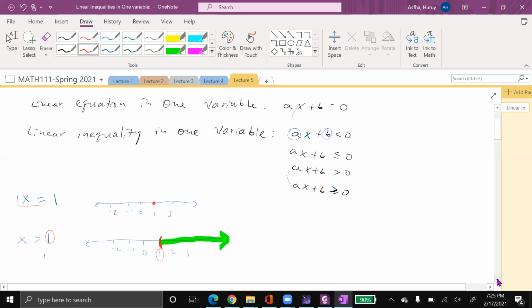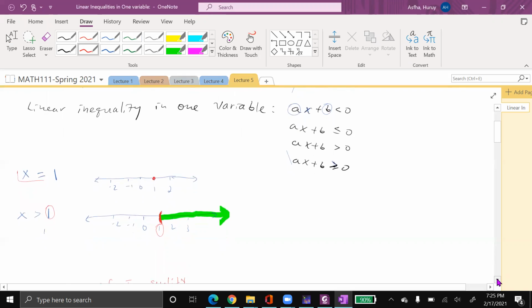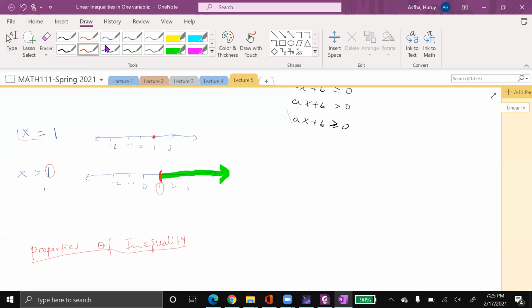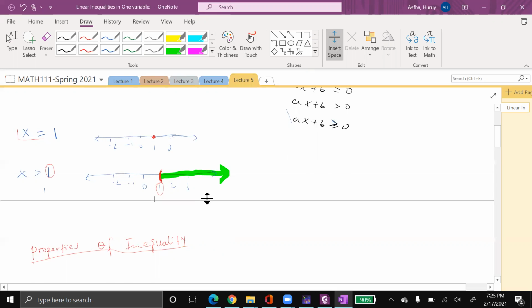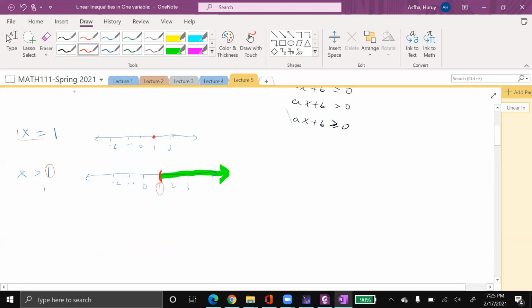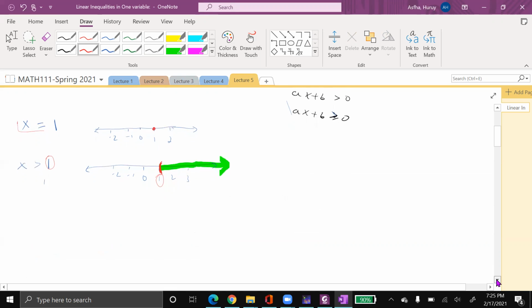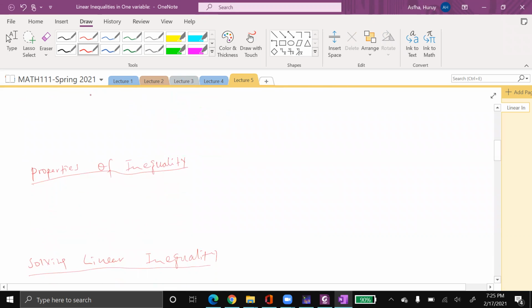Now let's see some properties of inequalities. Before we go to solving inequalities, let's see some of their properties. All right. Now, number one.